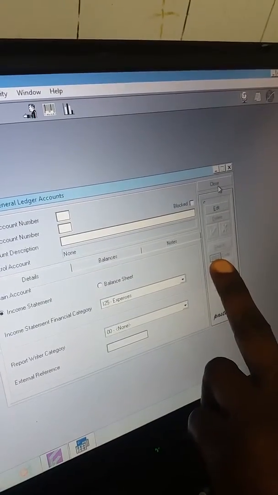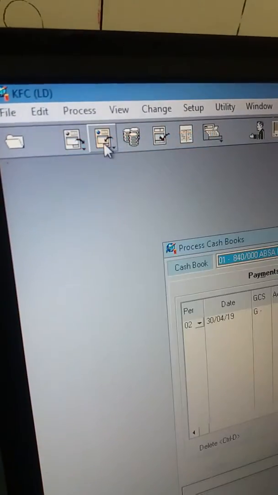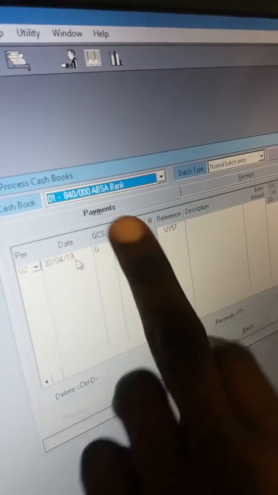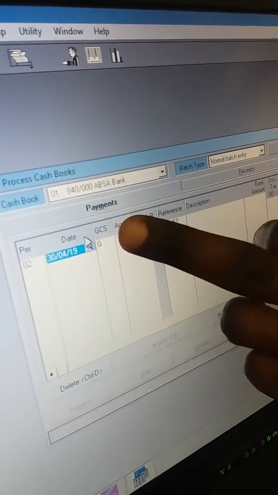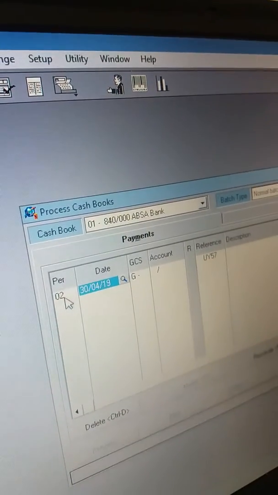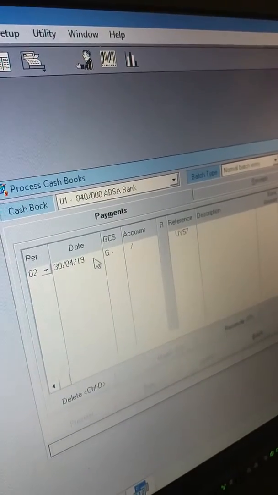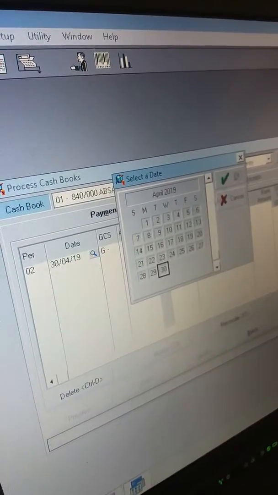Now we have already created UIF and tax on wages. Now, the owner of the company is paying the workers. The money is going out, so it is a payment. Can you see the upside? This is the bank and the payment. The first thing we are going to do is choose a period, on 30 April.